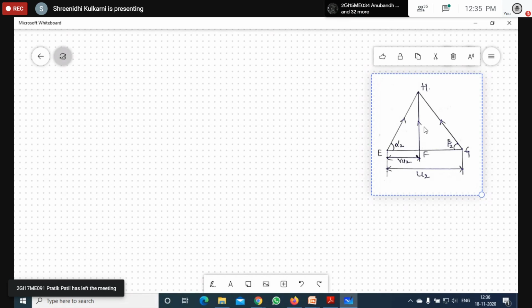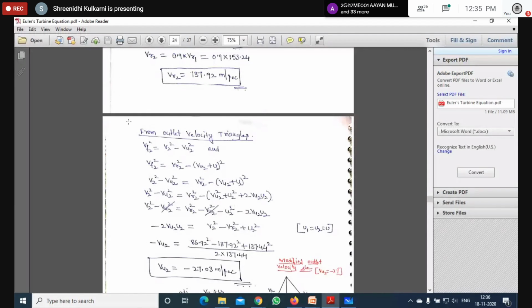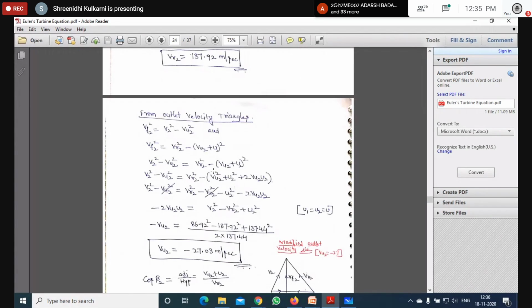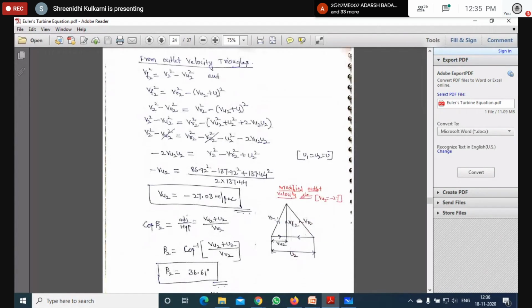We have to equate these two equations. Then if we equate these two equations, we will get what is VU2. So that we're going to see here. I'm going to use VF2 square is equal to V2 square minus VU2 square, and VF2 square is equal to VR2 square minus (VU2 plus U2) whole square.